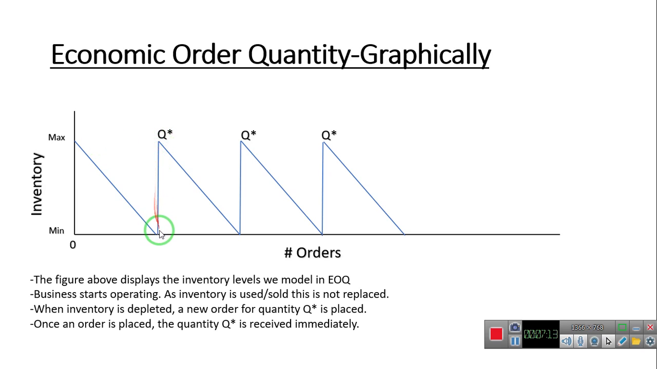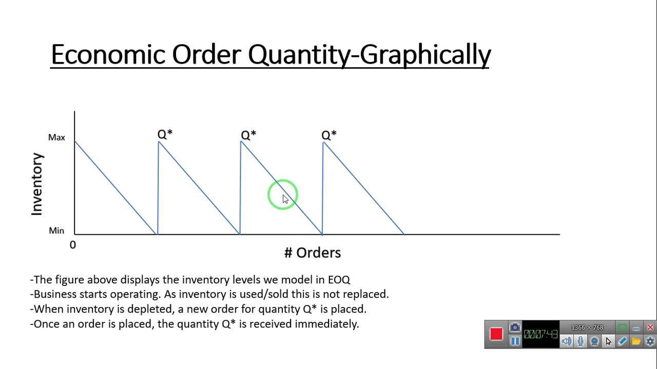We call this distance the size of your order. We're going to call that the economic order quantity. We're going to call that the Q star. All right? Good. And it's going to go on and on and on. So this is just going to continue happening. You're going to start selling more wine, and eventually you hit zero and you put in a new order, and boom, your inventory is back up to maximum, and so on and so forth.